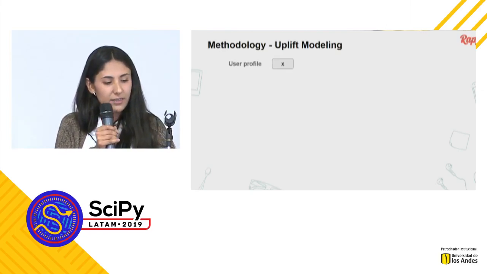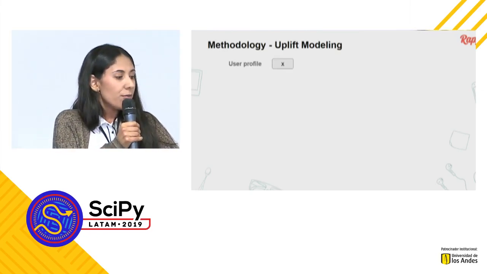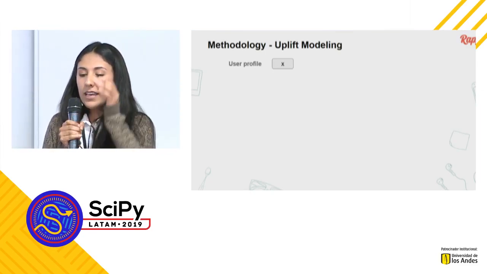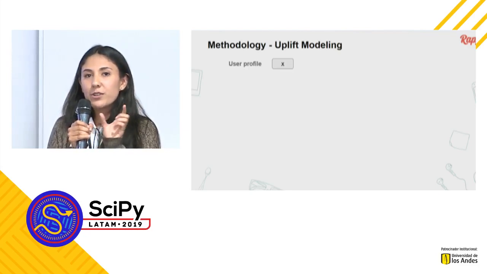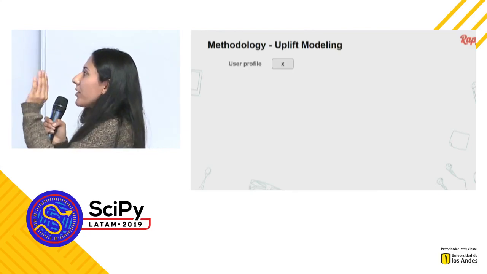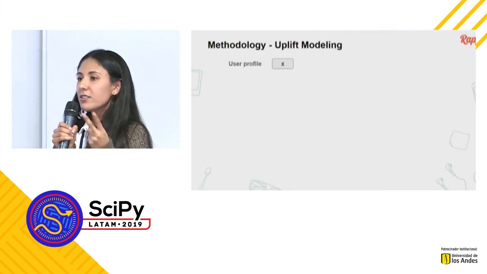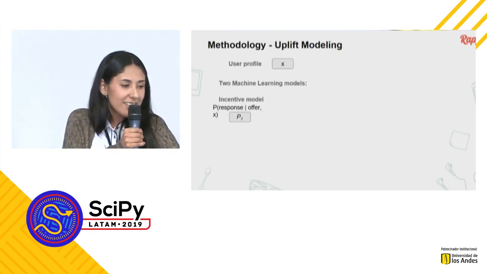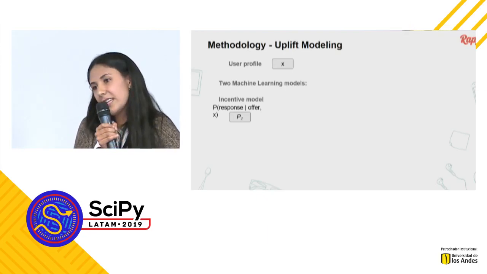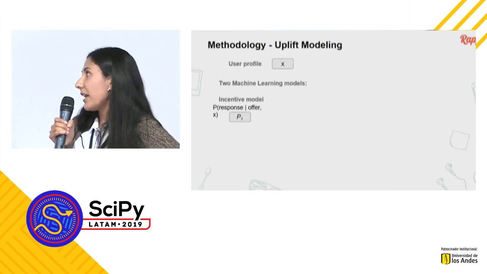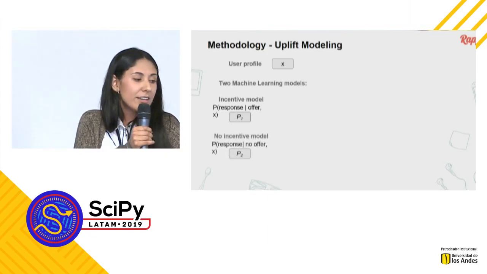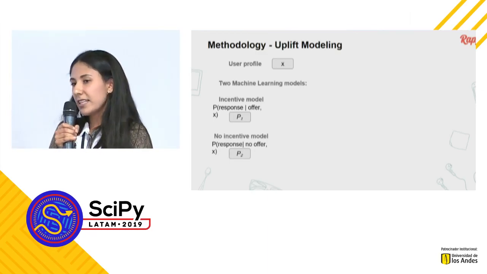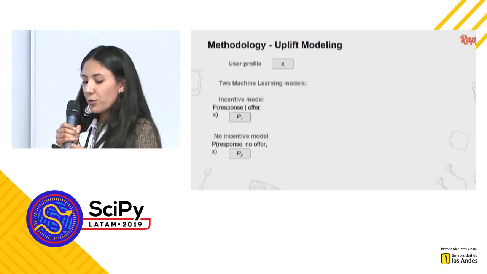Well, so I'll explain this methodology in a more deep way. So first, we defined a user profile. The user profile is based on the variables of the purchase history of a user. And with this user profile, with these variables, we built two machine learning models. So the first model is the incentive model that tells us the probability of response given that the user receives an offer and has a profile X. And then we have a no incentive model that tells us the probability of response given that the user didn't receive the offer.